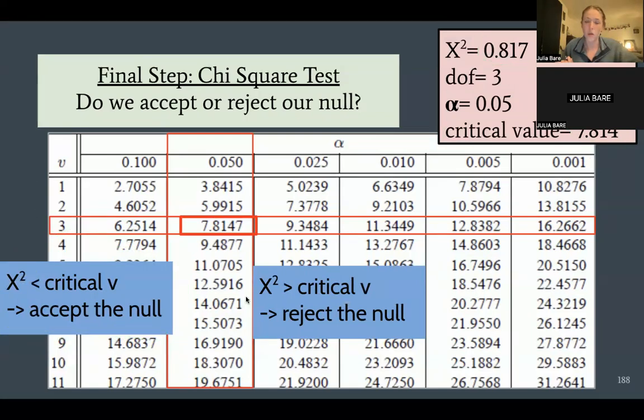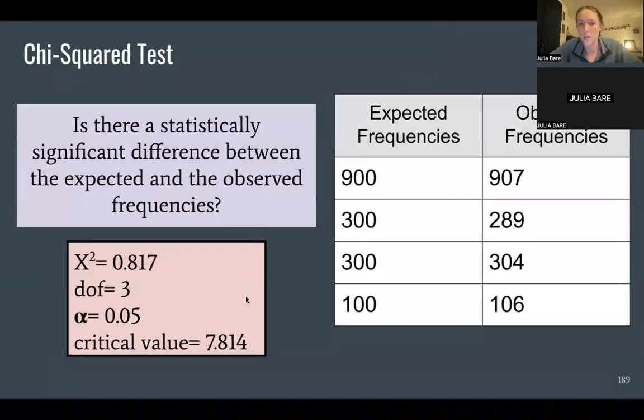Now, what does this mean? If we go back to our null hypothesis, we are trying to determine, is there a statistically significant difference between the expected and observed frequencies, right? That is our null hypothesis. There is no statistically significant difference between the expected and observed frequencies. And since we accept the null, that means that there is no statistically significant difference between the expected and observed frequencies. So we know that this seemingly sort of weird 289 falls within the boundaries of acceptable parameters for Mendelian genetics. So we know that there are no outside influences on these genes. We know that it is determined by regular Mendelian genetics.